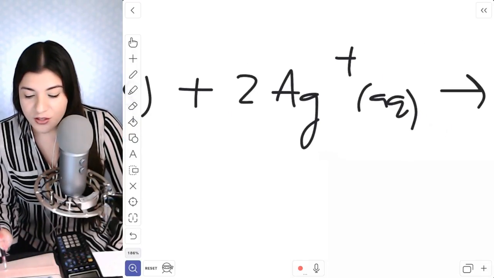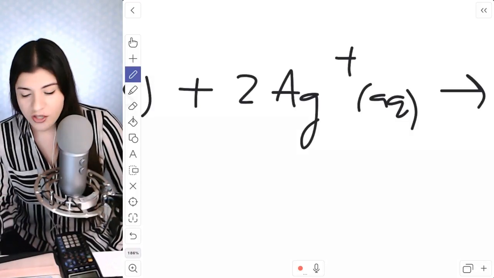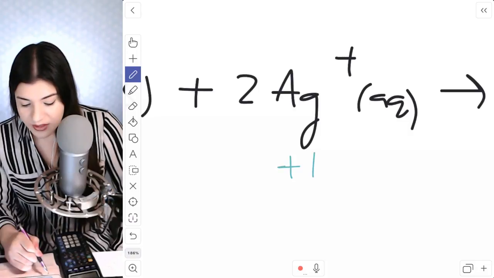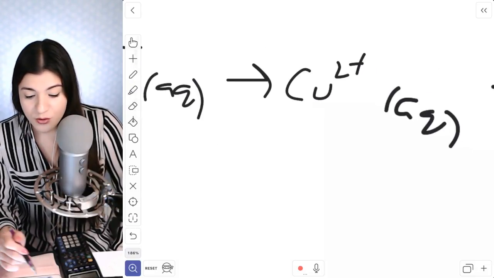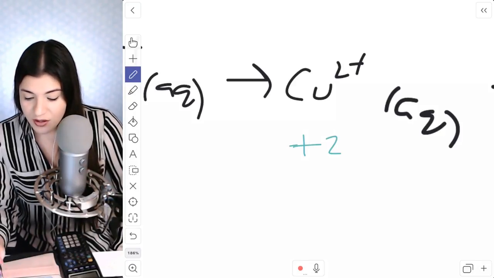Next, anything with a charge has the oxidation number of its charge. So plus 1 would be this oxidation number. Same goes for copper 2+. Our charge is really our oxidation number.